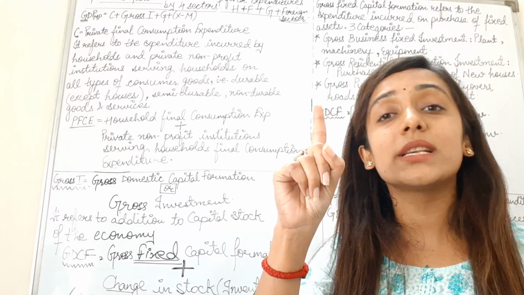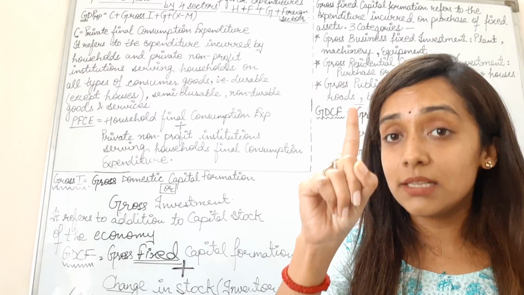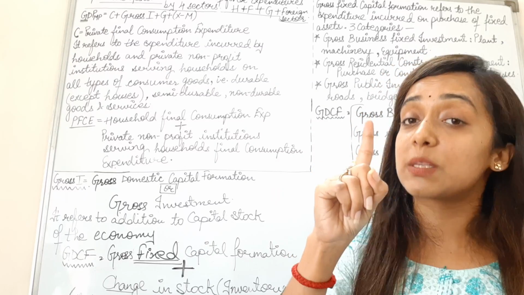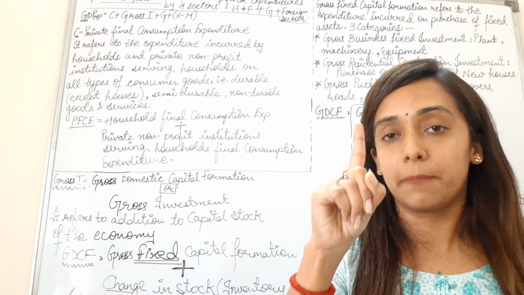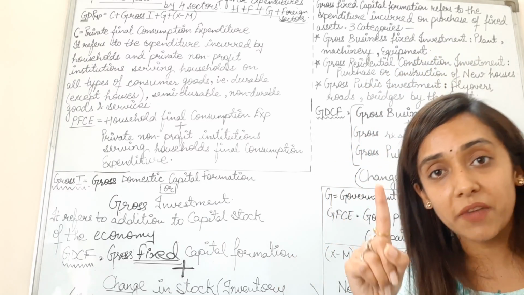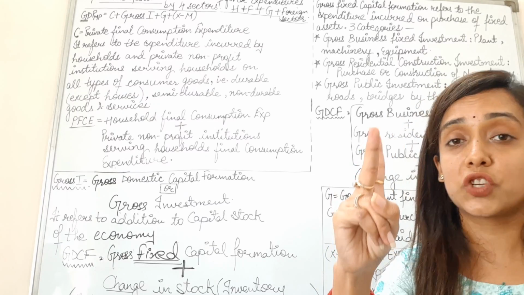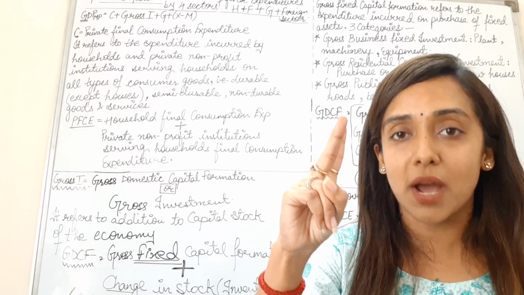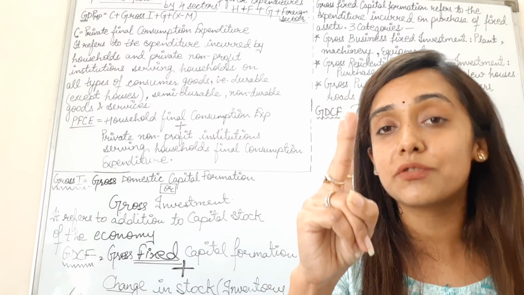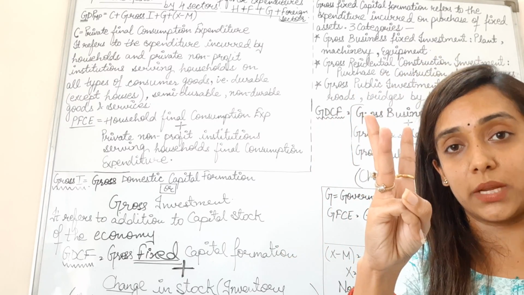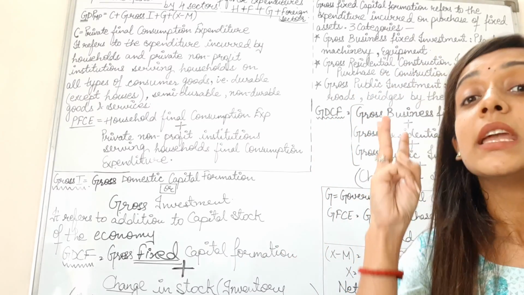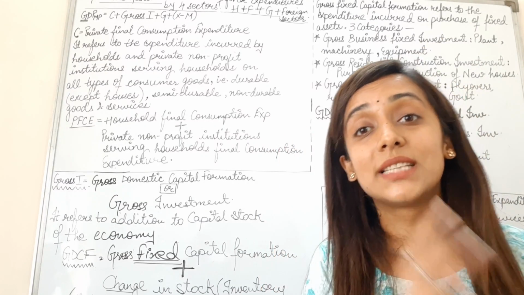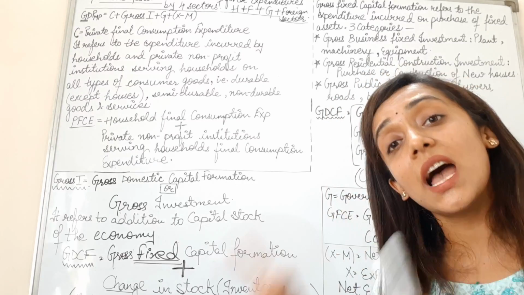Gross business fixed investment. What was business? Land, building, machine, equipment. In which did these come? Plant. In which did these come? What a business, a firm, invests in. They are fixed assets. Gross business fixed investment. Gross residential: what households invest in building their homes, that is residential construction and all. Gross residential construction investment. Gross public investment. What is public for us? What does the government do for the public? It invests in railways, flyovers, bridges, dams. So what is this?